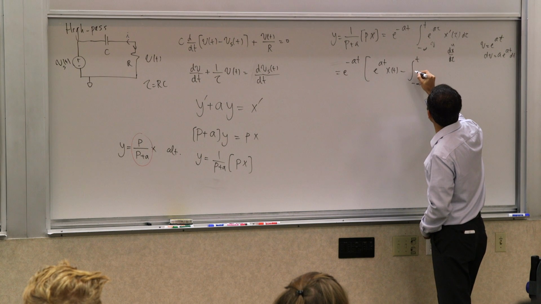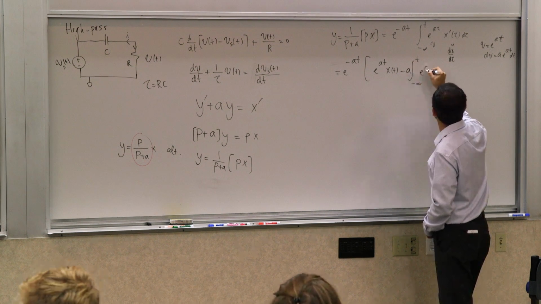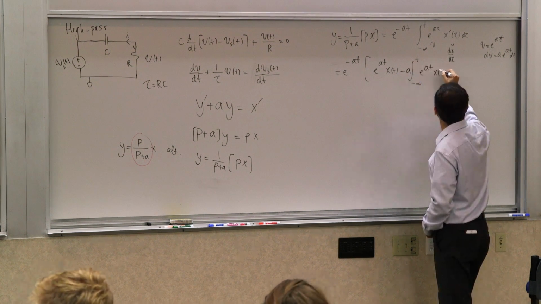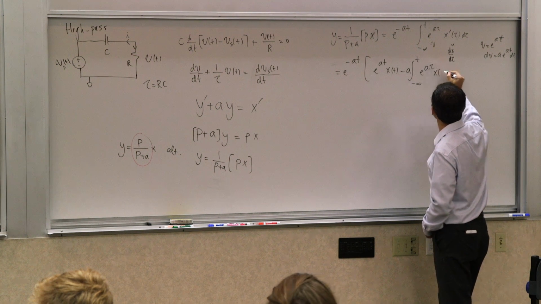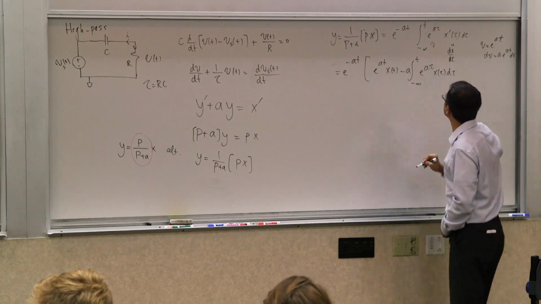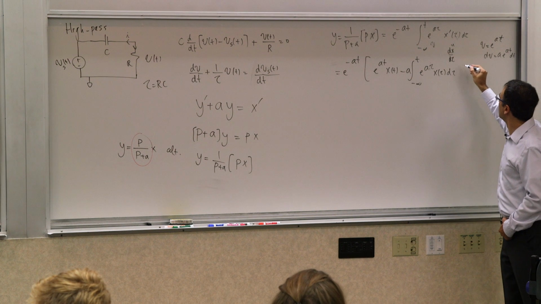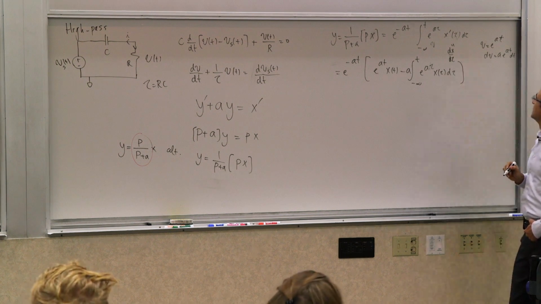So I can basically plug that in. I would get an a. I would get e to the at x of, or tau, because it's inside the integral, d tau. Right? Did I do everything right?